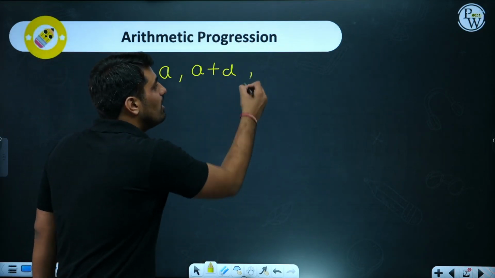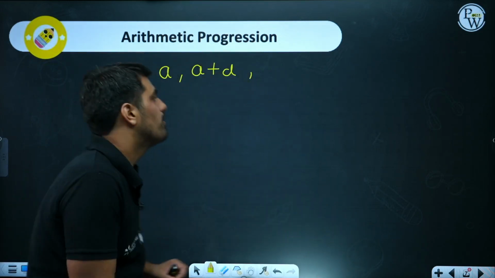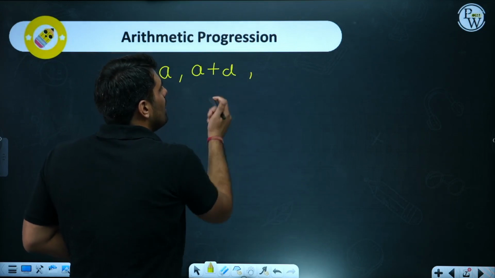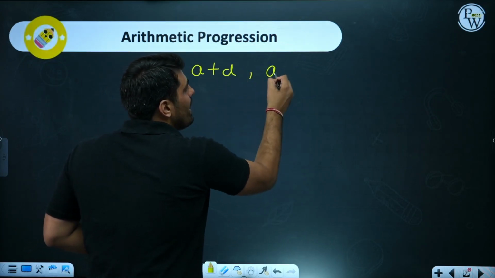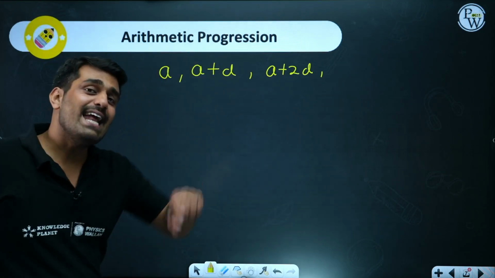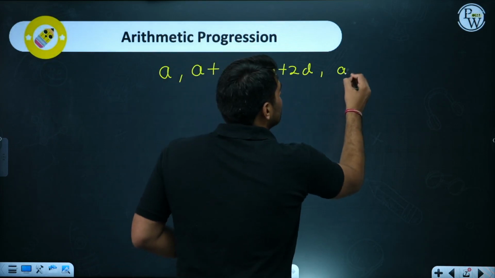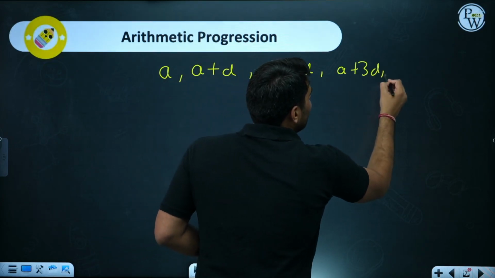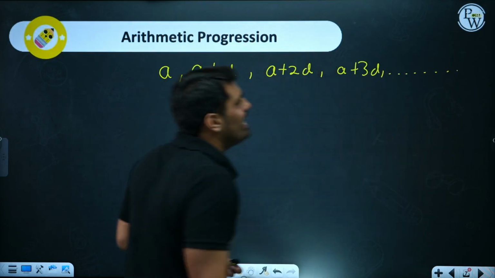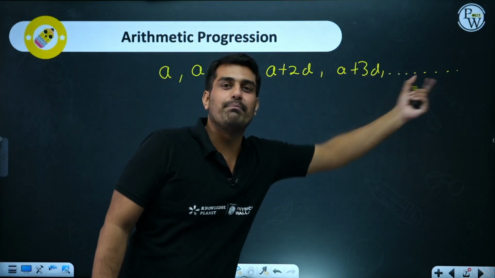In the third term, I will be adding the same term. So A plus D was there. I will add D along with it. So A plus 2D. In the next term, I'll be adding one more D. So what will happen? A plus 3D. And this sequence will go on like this: A plus D, A plus 2D, A plus 3D, A plus 4D, A plus 5D.